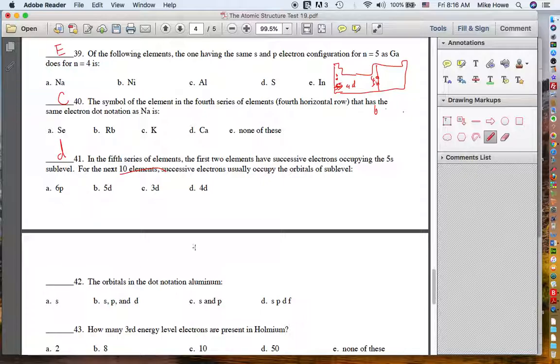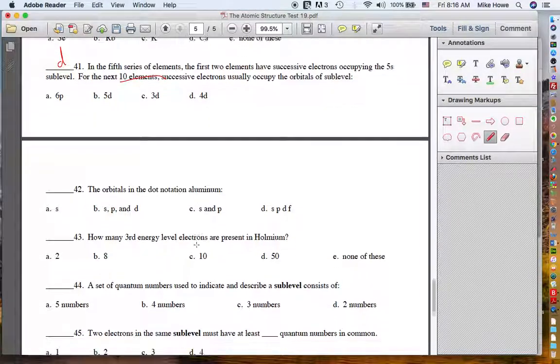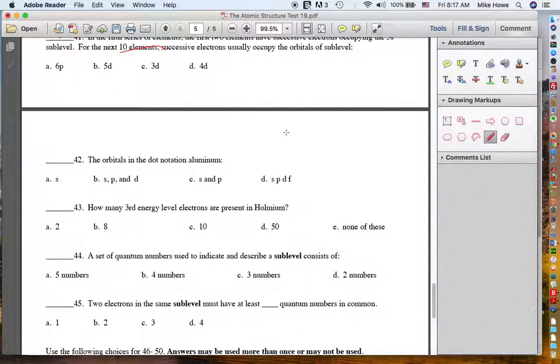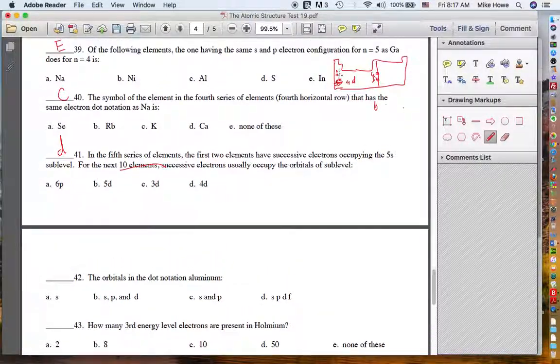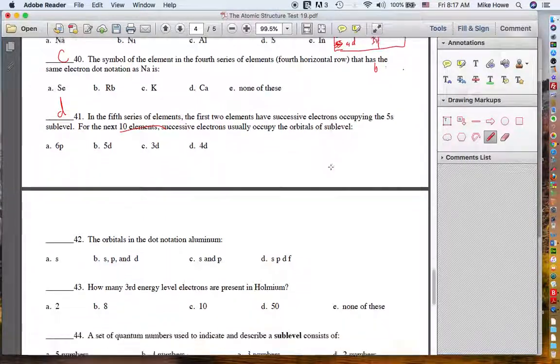Okay, the orbitals in the dot notation of aluminum. Dot notations always include either S or S and P, but never D, because D can't be in the outer shell, given what I just showed you, that you have 5s and 4d. Up here it was 4s followed by 3d, so you'll never see a D in the outer shell.